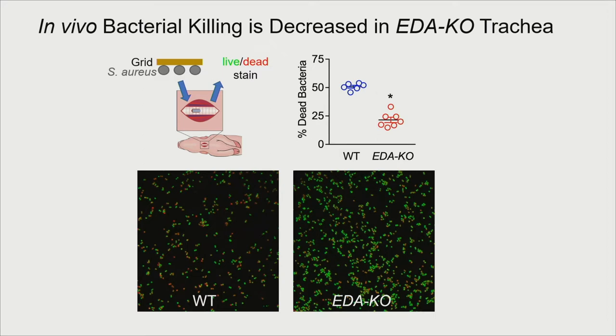And if we count those, you can see about 50% of bacteria are killed in wild-type pigs, but less than 25% are killed in EDA pigs.